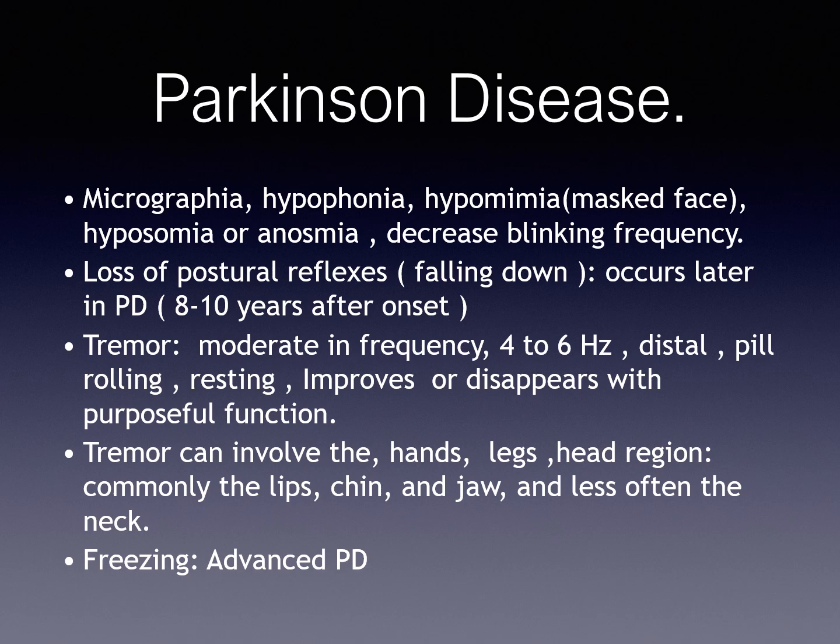The tremor in Parkinson's disease is slow to moderate in frequency, typically 4 to 6 Hz. It is distal, not proximal, in the extremities. It's like pill rolling. Pill rolling means like if you have a tablet or capsule of medicine in your hand between the index finger and the thumb, and you're rolling it. That's pill rolling tremor. It is resting and improves or disappears with purposeful function. The tremor can involve the hands or legs or head region or lips or chin and jaw, and less often the neck. Freezing can happen in advanced disease and can lead to falls.